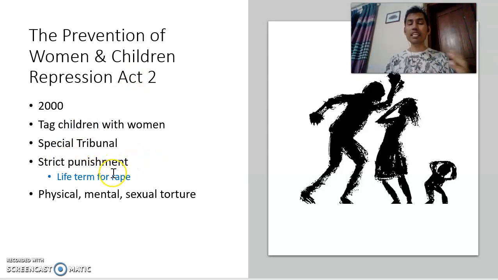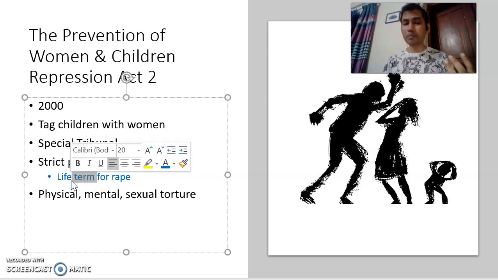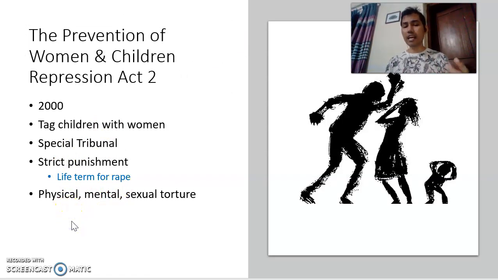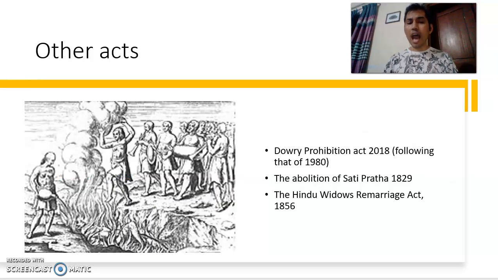For example, rape is a severe violence against women. In terms of rape, the punishment is life imprisonment. So the punishment is very strong, and the act includes all types of torture. It can be physical, or mental, or sexual harassment; any type of torture is included in this act.